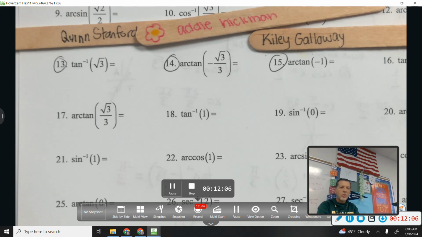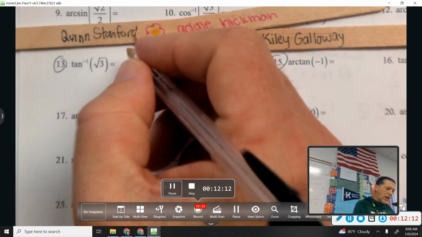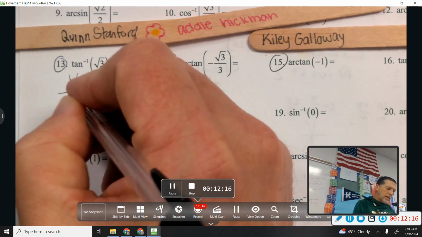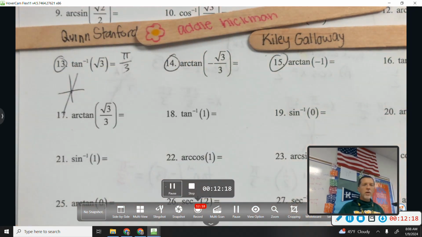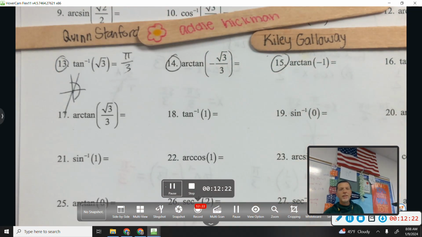So, Quinn, what's the inverse tangent of the square root of 3? Pi over 3. I mean, it also happens at 4 pi over 3, but that's too far away. I don't want to worry about that. Give me the easiest, closest answer.